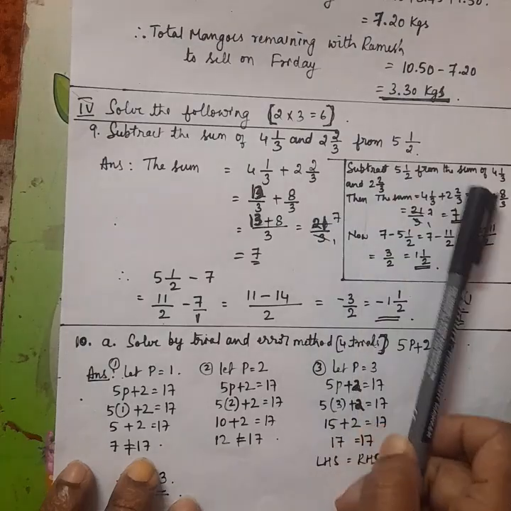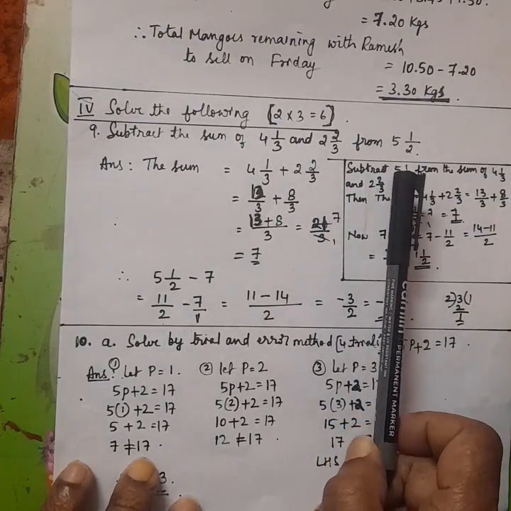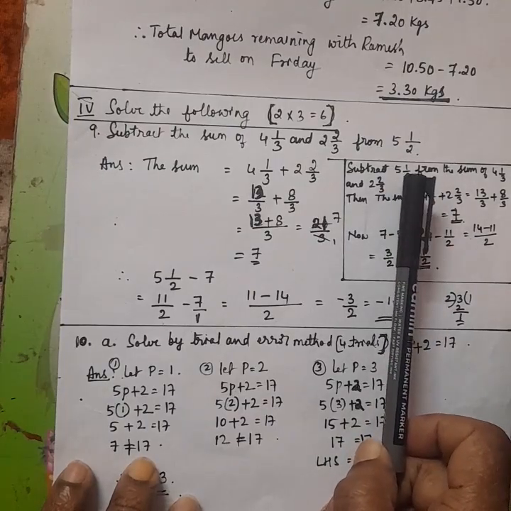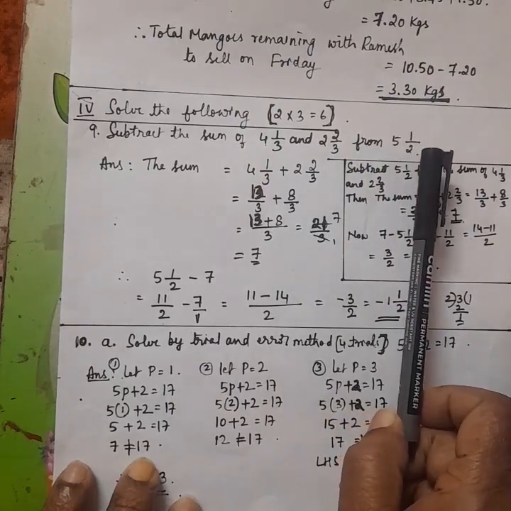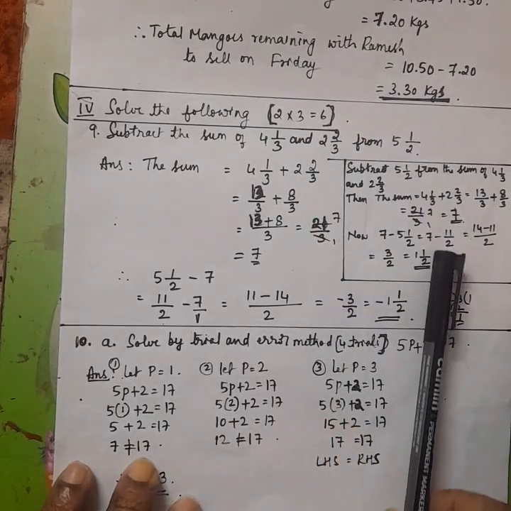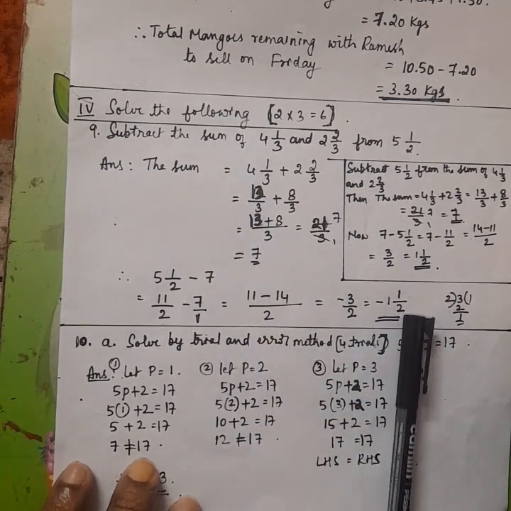I am just giving this as an example, because this is not part of the question. If they ask to subtract this number from the sum of these two, then the answer will be 1 1 by 2. But for this question the answer will be minus 1 1 by 2.